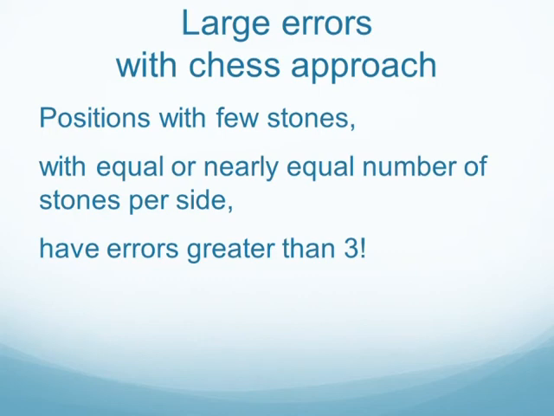Of course, that's not true for all such positions, but it's difficult to reduce the errors to less than 3 points. What we would have to do is to add more features and special situations, and it becomes more complicated. Instead of doing that, let's go back and try the approach of corridors again with some modifications.